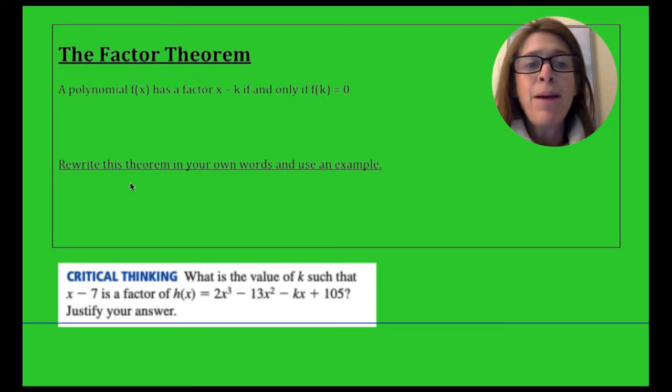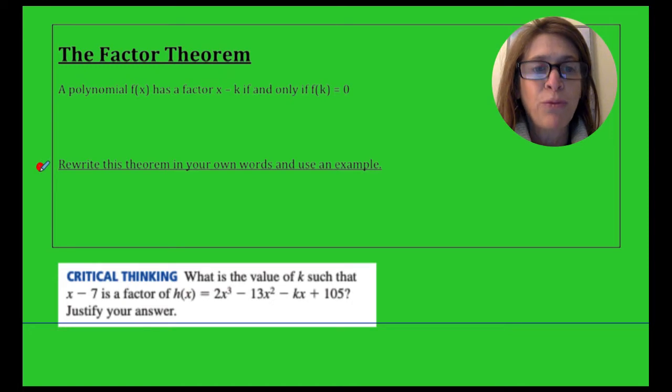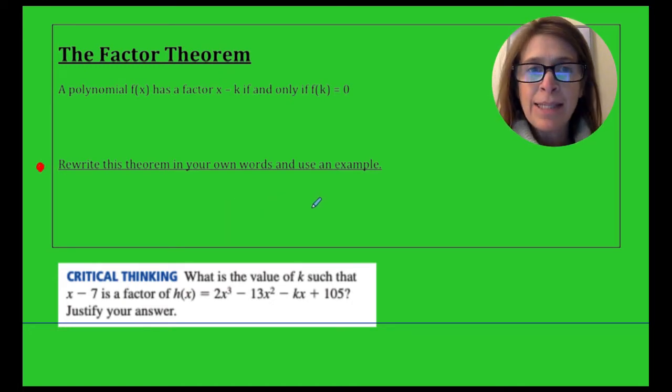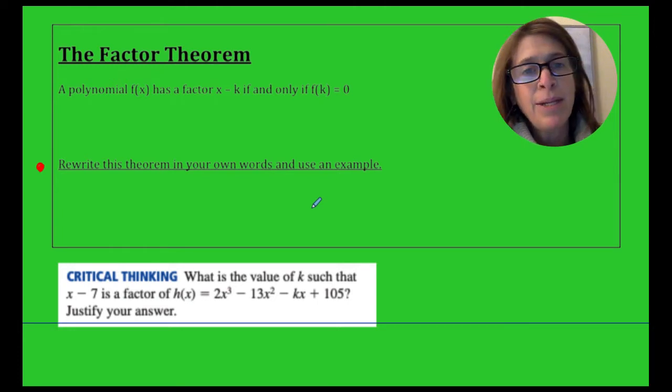So maybe it might be helpful. I always find it helpful to try and rewrite theorems in your own words and maybe use an example. So I might suggest that you do that now. But here's what I mean.